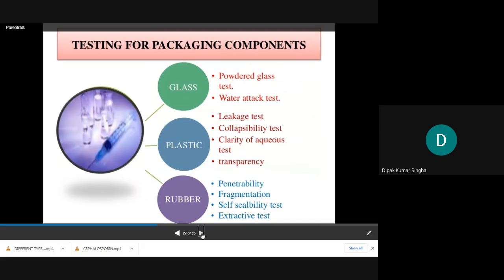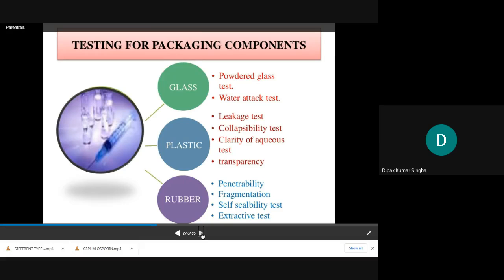Testing for the packaging compounds, sometimes the glass: the powder glass test. Just remember this is the procedure. What is the powder glass test? Before you keep something in the glass, this test must be done. In case of glass, the powder glass test and the water attack test, two tests, are done, but I will not discuss them in this class. You just remember what type of procedure, what type of test is done before the container can be chosen.